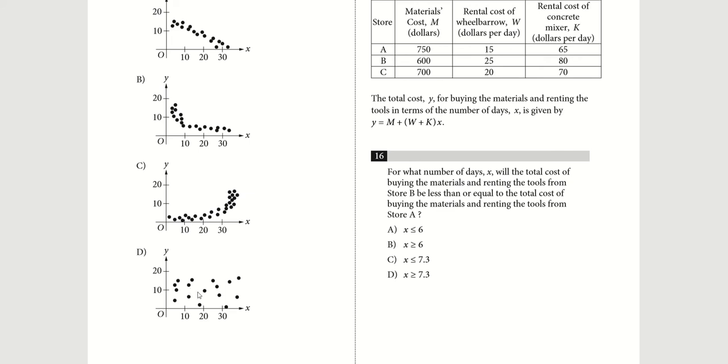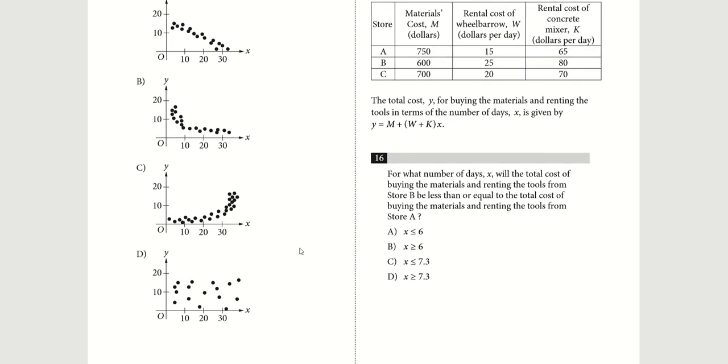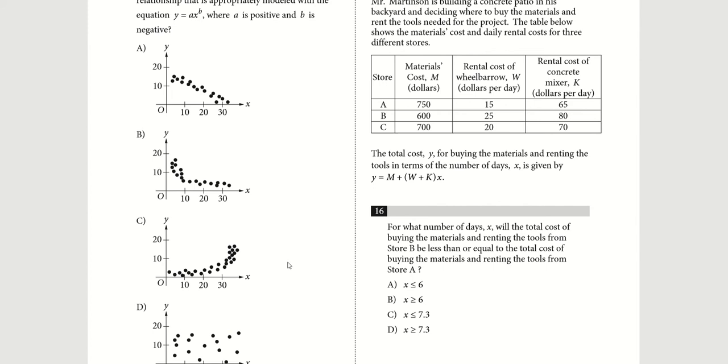In D, this doesn't even really model anything. It looks pretty random. There's not any clear pattern to this, even though this is a pretty well-defined function. So D is also out. So it's between B and C. How can we figure it out?